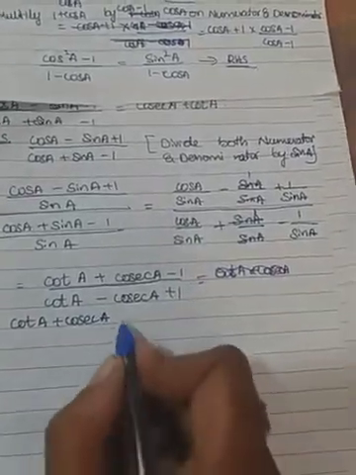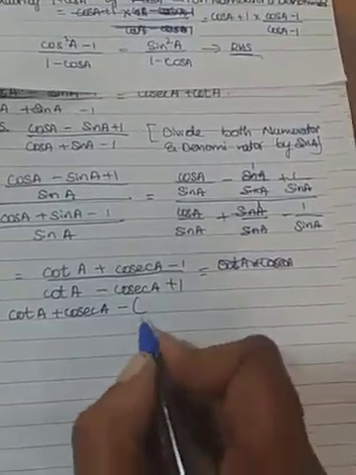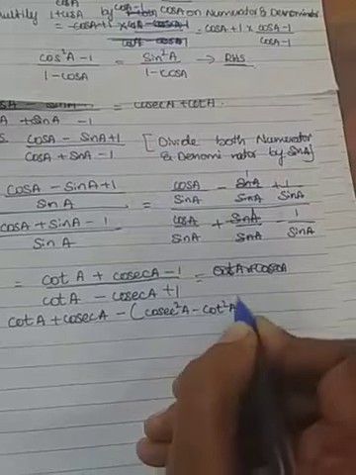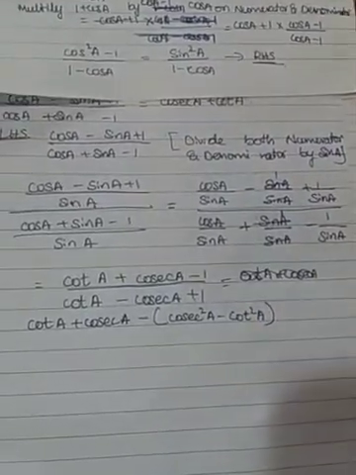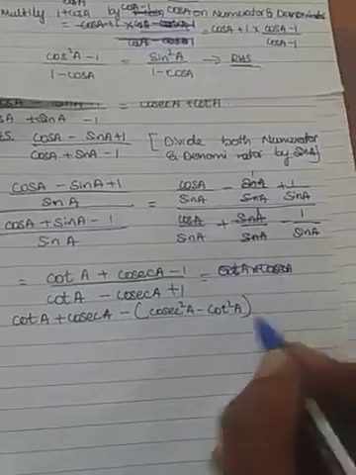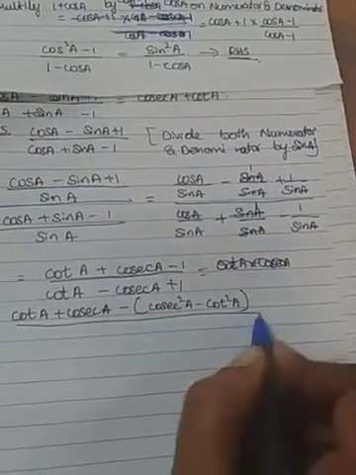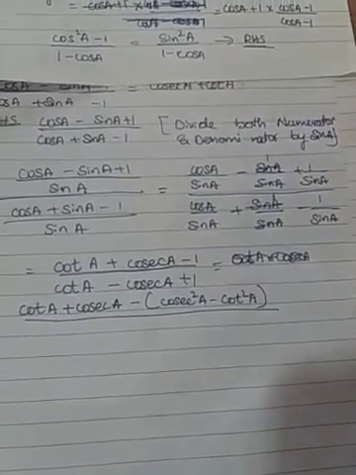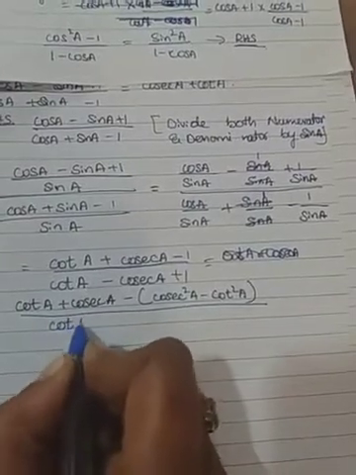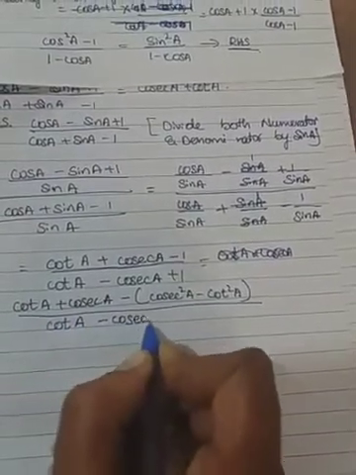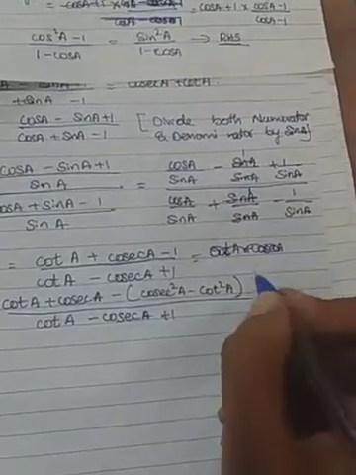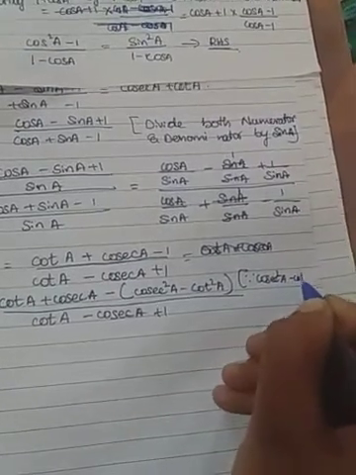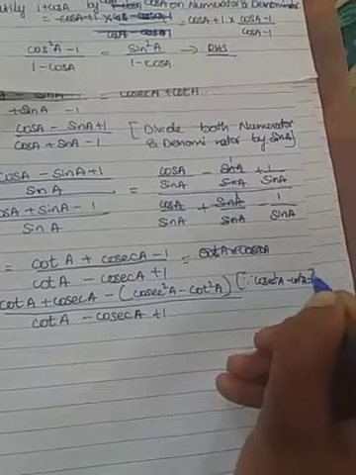Instead of minus 1 we can write this as cosecant square A minus cot square A, because cosecant square A minus cot square A value is 1. Keep in mind that. Even in the denominator, don't change this, write it the same: cot A minus cosecant A plus 1. So why did I write this here? Because cosecant square A minus cot square A is equal to 1. You should note down that.